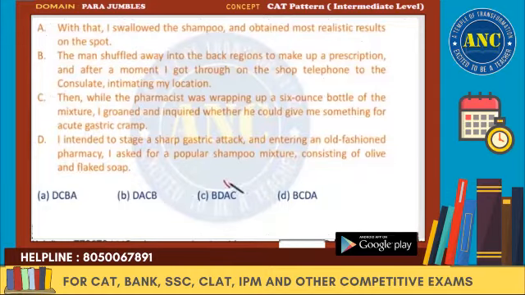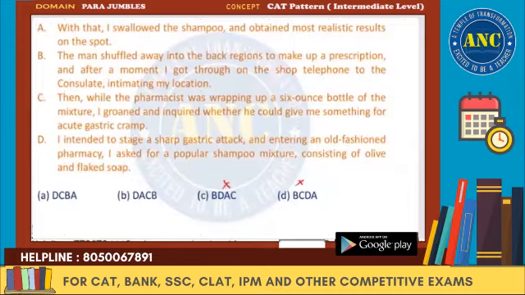Then, so we strike off option C, option D. Then, can we look at A? "With that, I swallowed the shampoo and obtained most realistic results on the spot." There seems to be something missing because he only asked for it, but he didn't get it yet, right? So after D, you can't have A. You only asked for it, but whether the person gave it or not is still something that we don't know. So we can't jump from D to A.